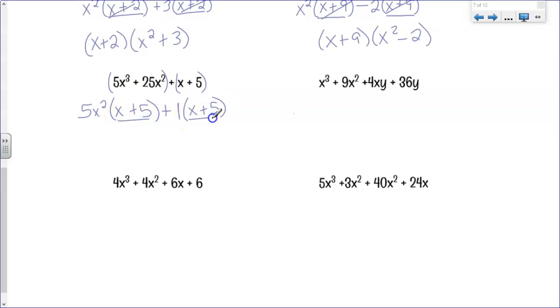And then you're going to underline what's in the parentheses because they should always be the same. Mark them out, and you're left with 5x squared plus 1.